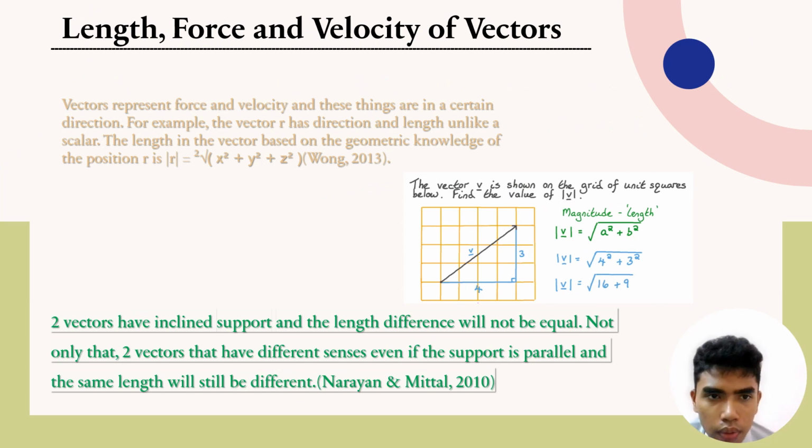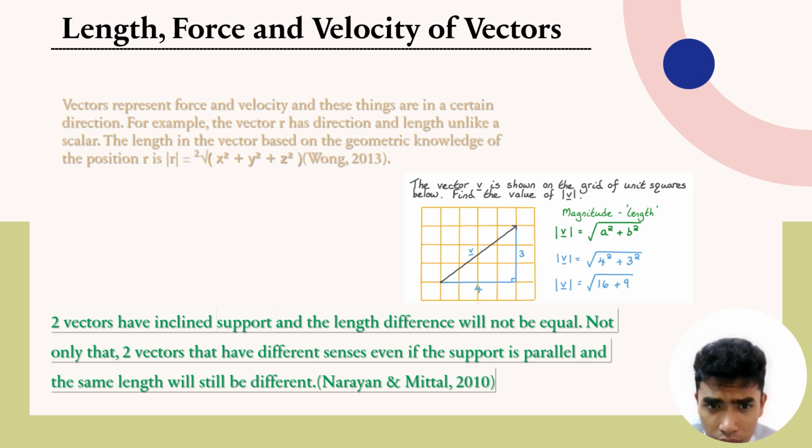All right, so here we have length, force, and velocity of vectors. We're going to learn about force after we learn about direction. What is the speed, the force of the object moving towards a certain direction. So now we have vectors that represent force and velocity, and these things are in a certain direction. For example, the vector r has direction and length, unlike a scalar.